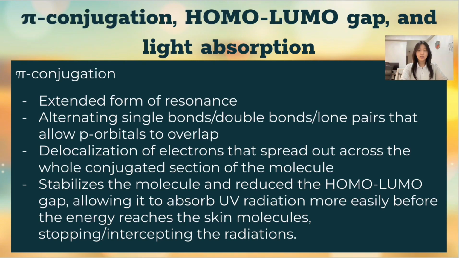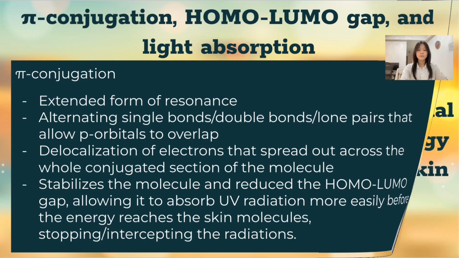A technique that is often utilized is called pi conjugation, which is an extended form of resonance. It involves alternating single and double bonds or lone pairs that allow the p orbitals to overlap, and this leads to the delocalization of electrons across the conjugated section of the molecule. This stabilizes the molecule and lowers the energy gap between the HOMO and the LUMO, and as a result, the sunscreen molecules can absorb UV radiation more easily before the energy reaches the skin molecules.